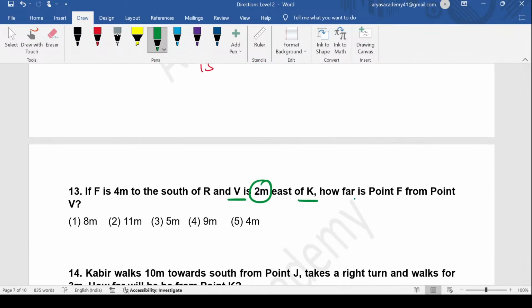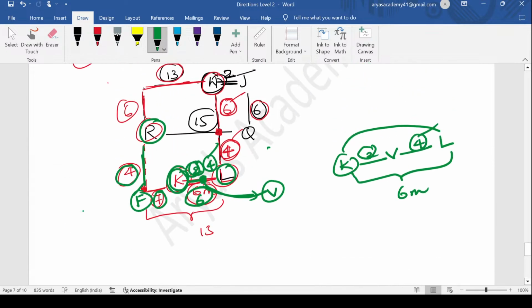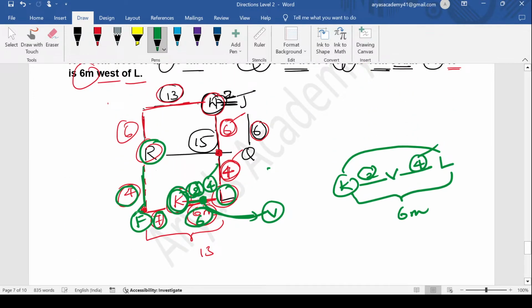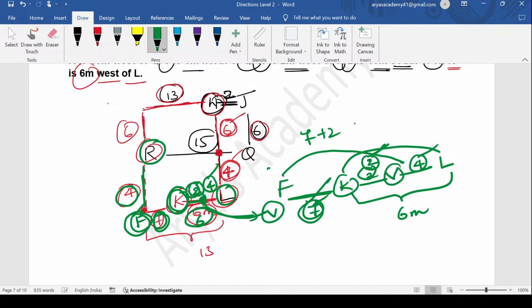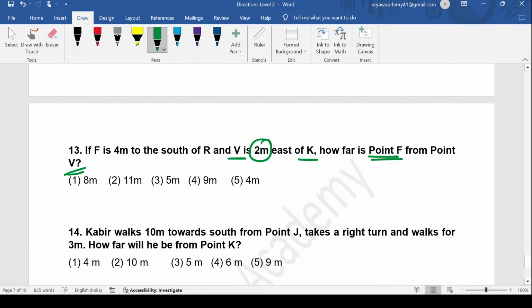Okay. Now question is, how far is point F from point B? Where is point F? Point F is here and point B is somewhere over here. If I extend this diagram, I already know that F is here and the distance between K and F is 7, already written over here, right? So this is 7 and B is over here, and what is this particular distance? 2. So 7 plus 2. Between F and B, there is a distance of 7 plus 2 meters, which is equal to how much? 9 meters. So the correct answer for this question is 9 meters, which is option number 4.